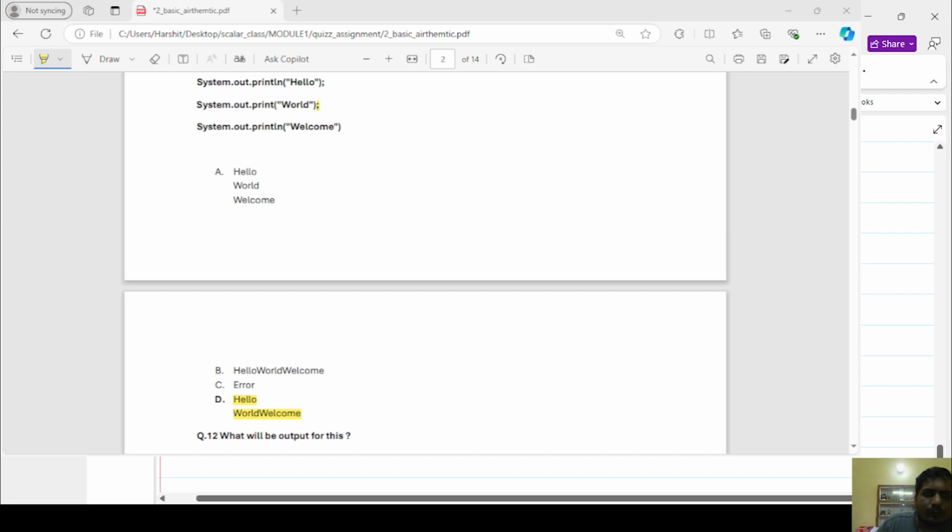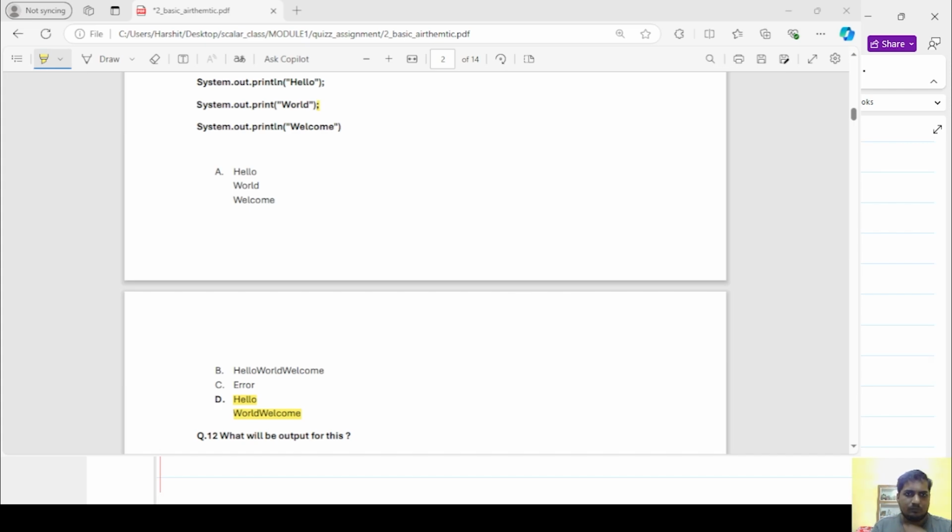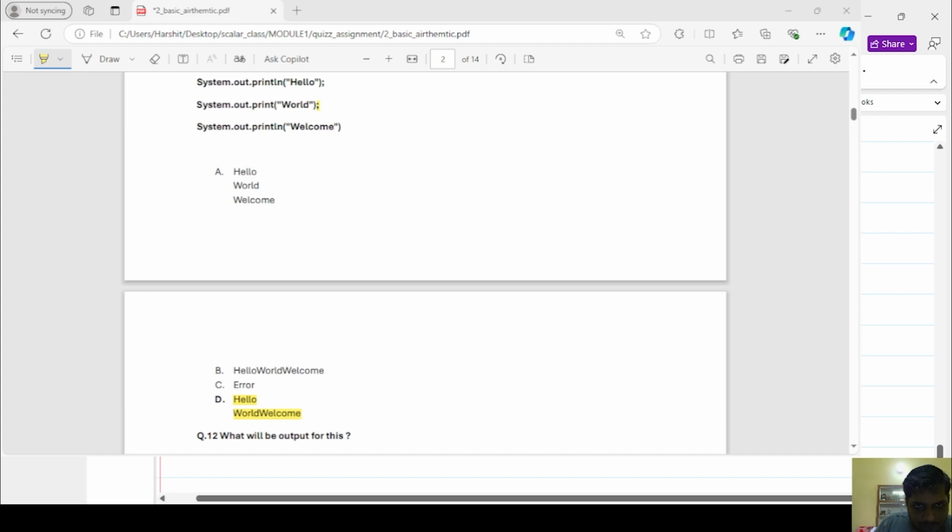Before quiz 12, we'll go with the new content called operators. So here we have revised our previous class, what we have learned. Now the next topic we will learn today is operators. Okay, so here there are some rules of operators.